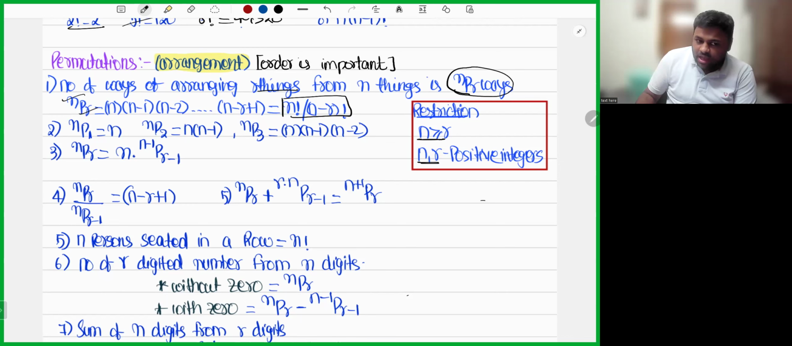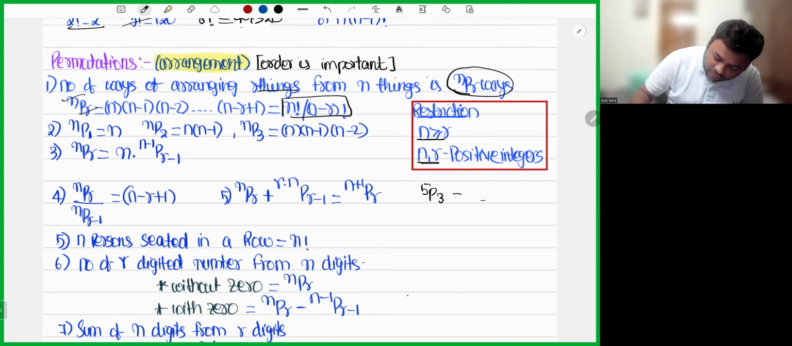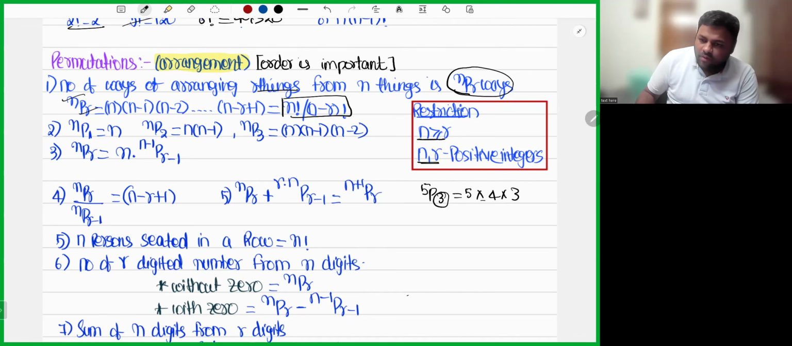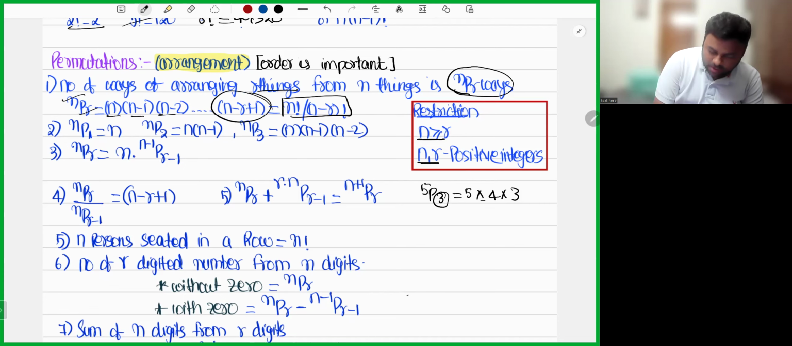Now remember this, nPr has r factors. Like 5P3 is there. How will you write 5P3? 5 into 4 into 3. Okay, so it has 3 factors. How will you write 5P2? 5 into 4, 2 factors. So nPr has r factors. Formula will be n into (n minus 1) into (n minus 2), and so on till (n minus r plus 1).